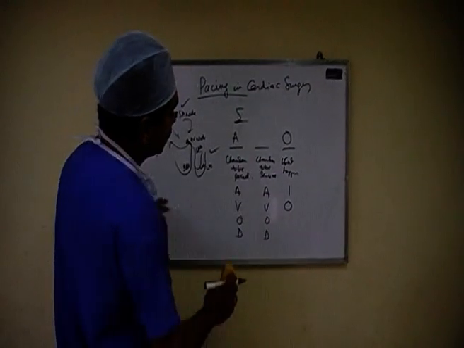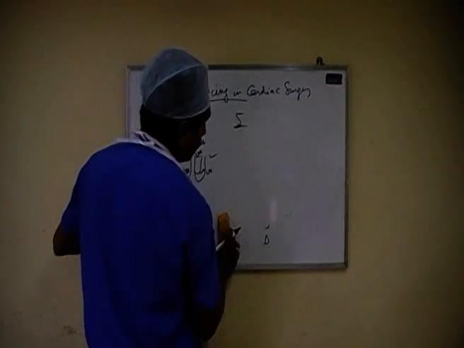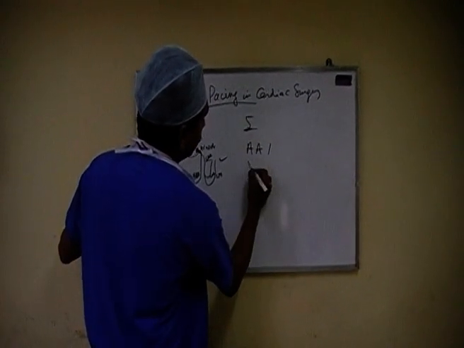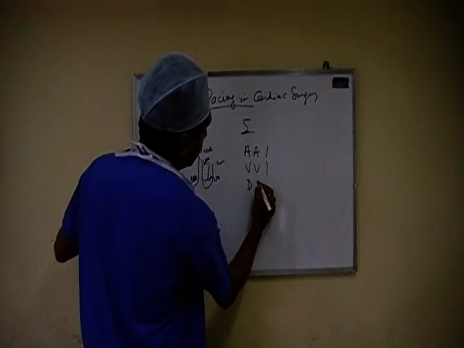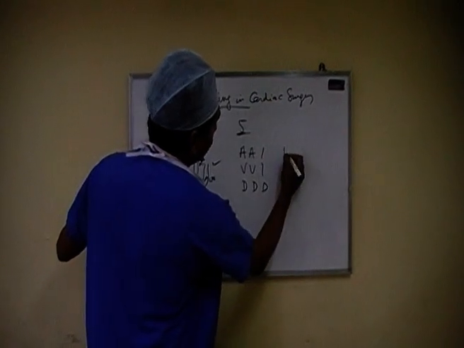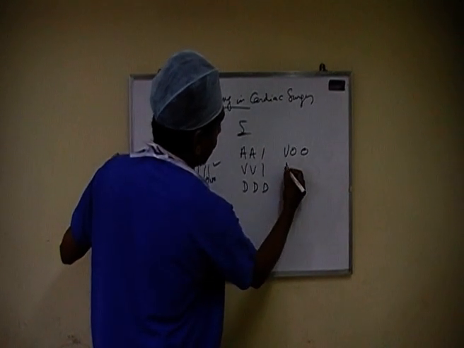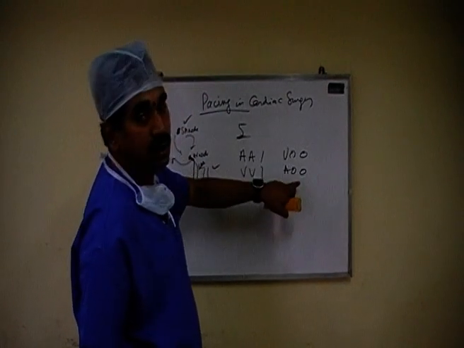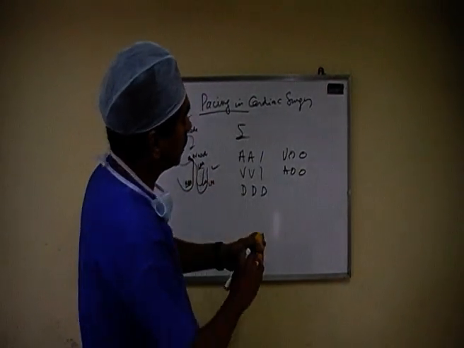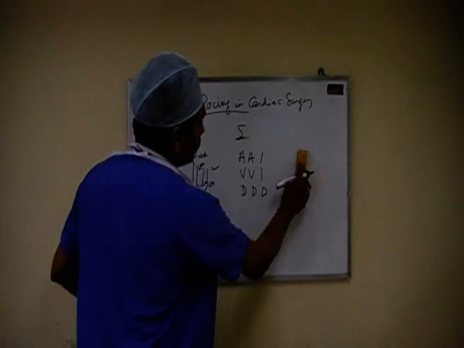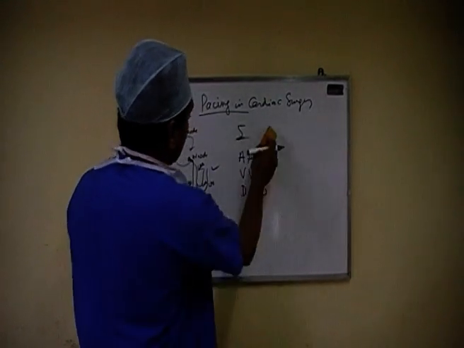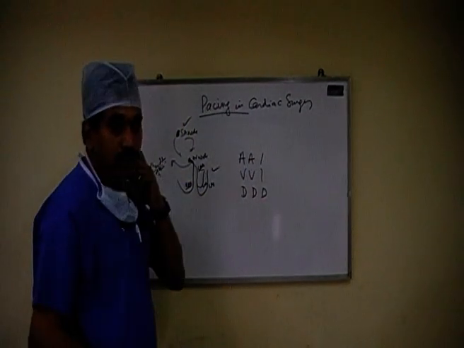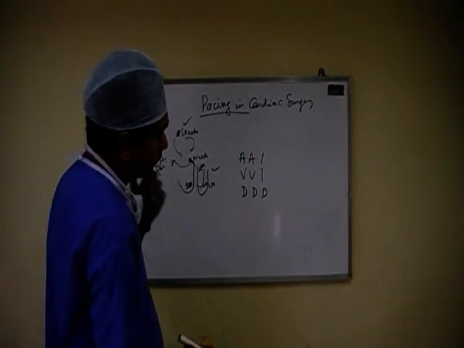Of all these permutations and combinations, the most common combinations that we use are AAI and VVI and DDD. Very often you can sometimes see VOO and AOO, basically where we are pacing irrespective of whether there is an impulse or not. But these are traditionally not to be used because they can be dangerous. We'll talk about it later. So now what are AAI, VVI and DDD, and when should we use them?